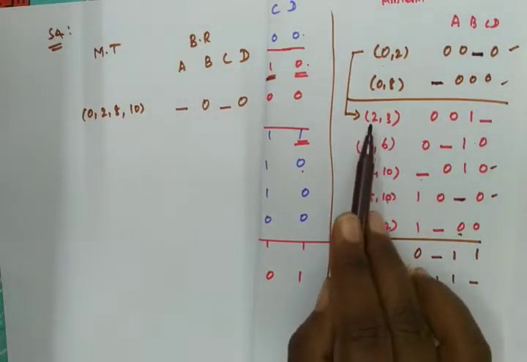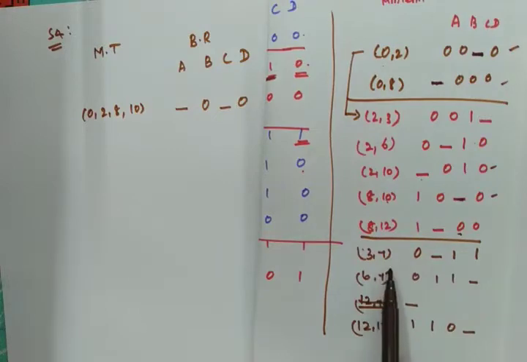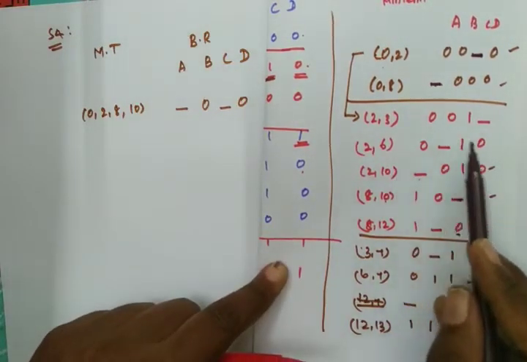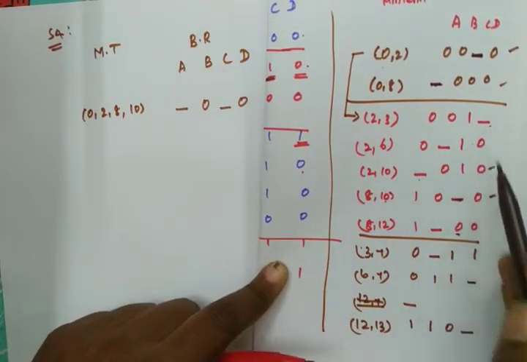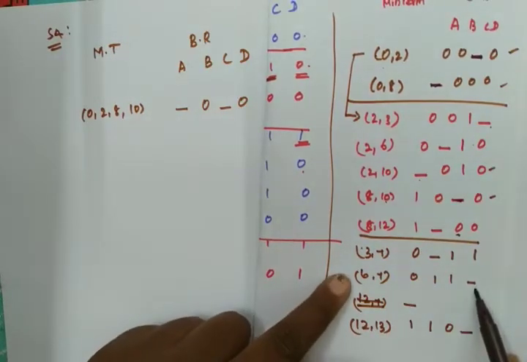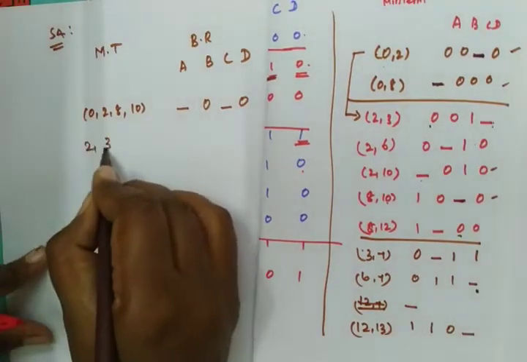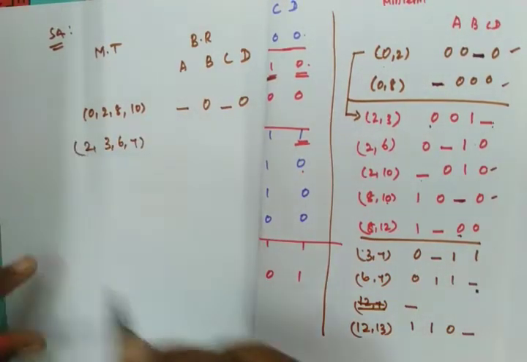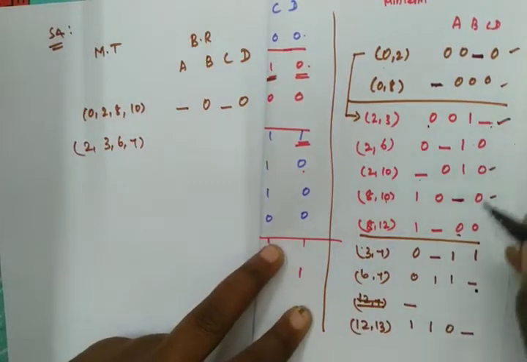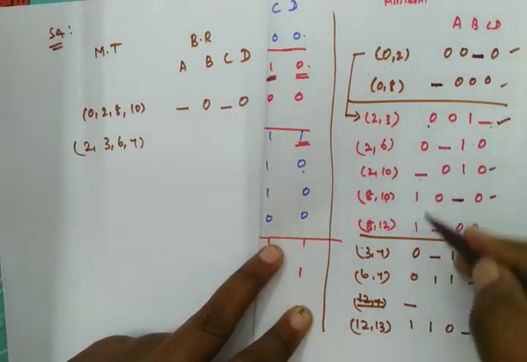That is 2, 3. Compare this with 3, 7, where we are getting this dash in the last. Now compare 2, 3, 6, 7 with 0, 2, 3, 6, 7. Now compare this to 2, 3, and compare with 6, 7.